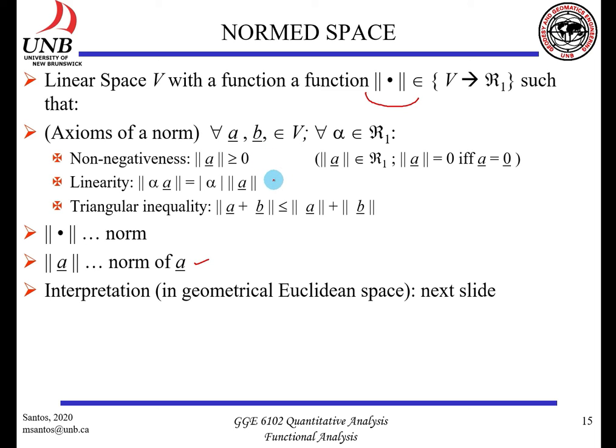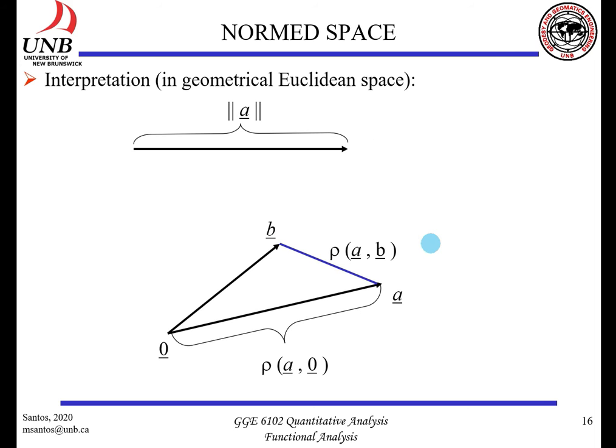And we have linearity. We can multiply a scalar by a vector and compute its norm, or we can compute the norm of the vector and multiply by the scalar. And there is also the triangular inequality. The interpretation of a normed space in a geometric Euclidean space is basically the length of the vector. So here we have a vector A, which is indicating here the norm of the vector.